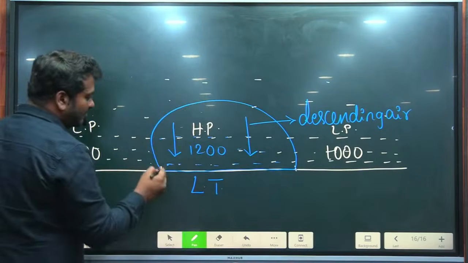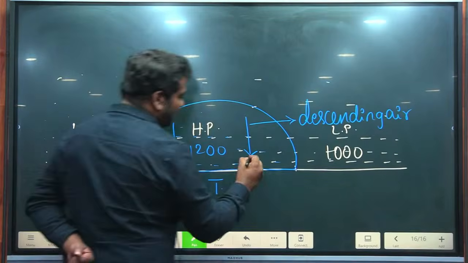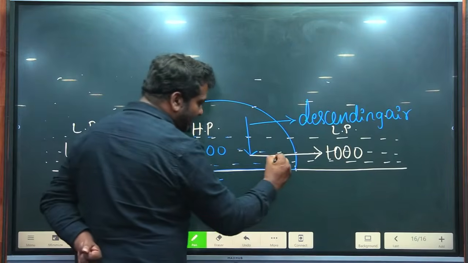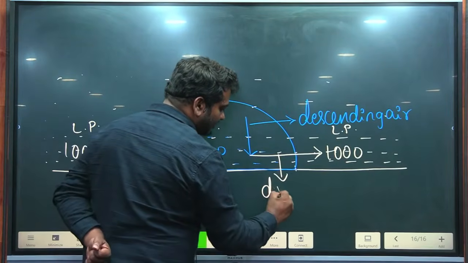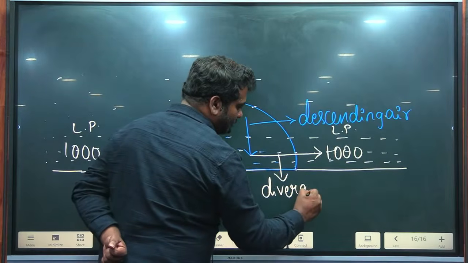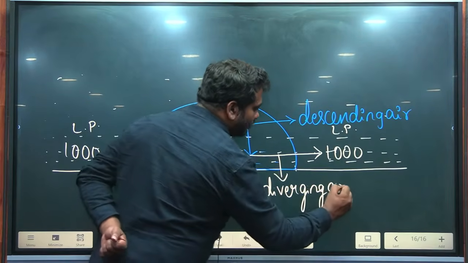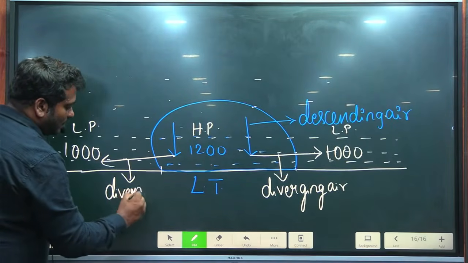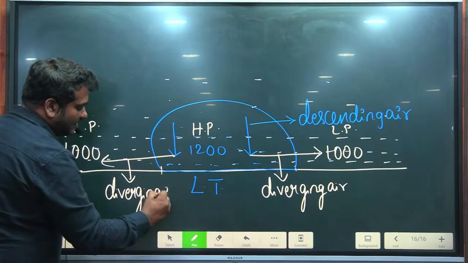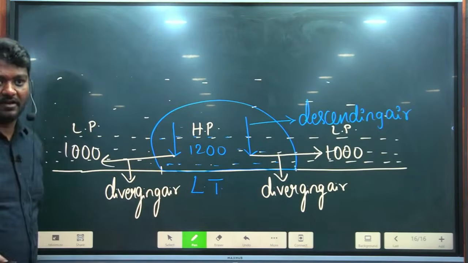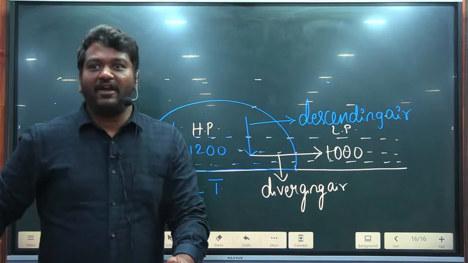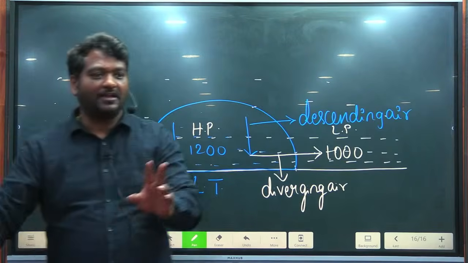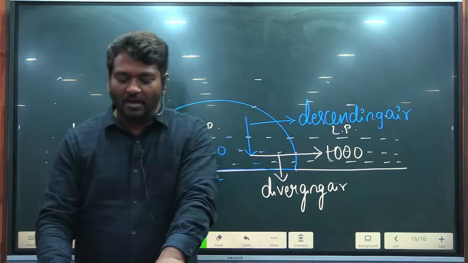Wind will blow from where to where? High pressure to low pressure. What is this called? Descending. What is this called? Diverging. So, wherever you have descending and diverging air, you will have high pressure. Wherever you have converging and rising, what you will have? Low pressure.